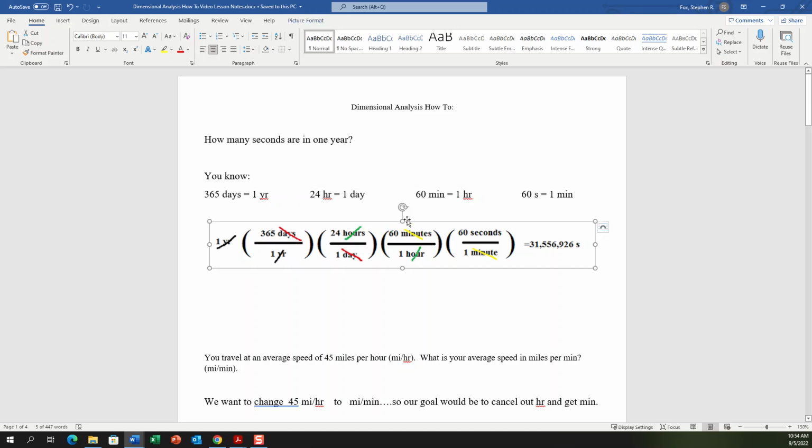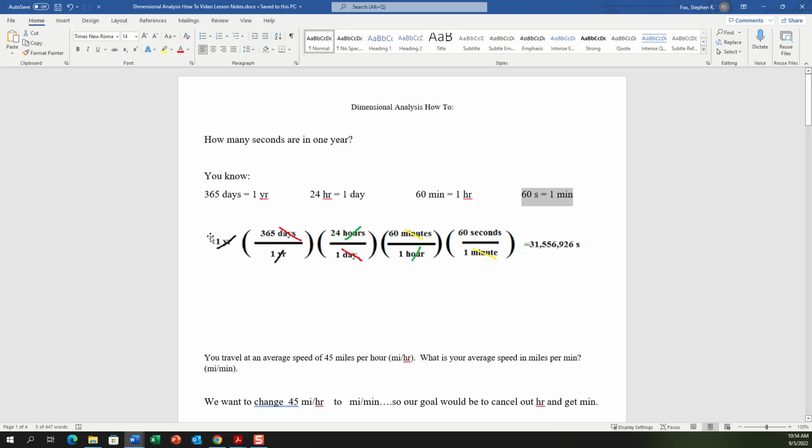Okay. Then I'm going to use this equality, and I'm going to put 1 hour on the bottom because I want hours to cancel out and I want to be left with minutes. So I'll put 60 minutes on the top, 1 hour on the bottom. And then finally, I'll use this equality. I'll put 1 minute on the bottom. So minutes cancel out, put 60 seconds on top. So I'm left with seconds. Notice seconds doesn't cancel out. That's the unit I'm left with.